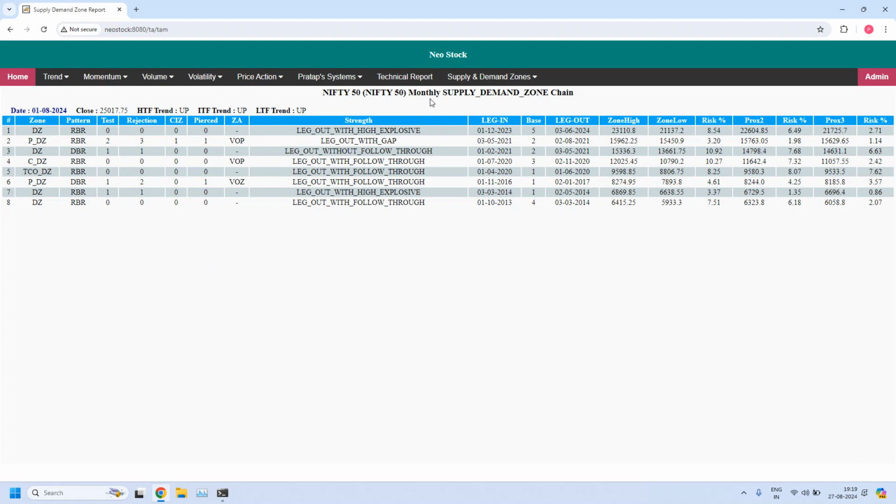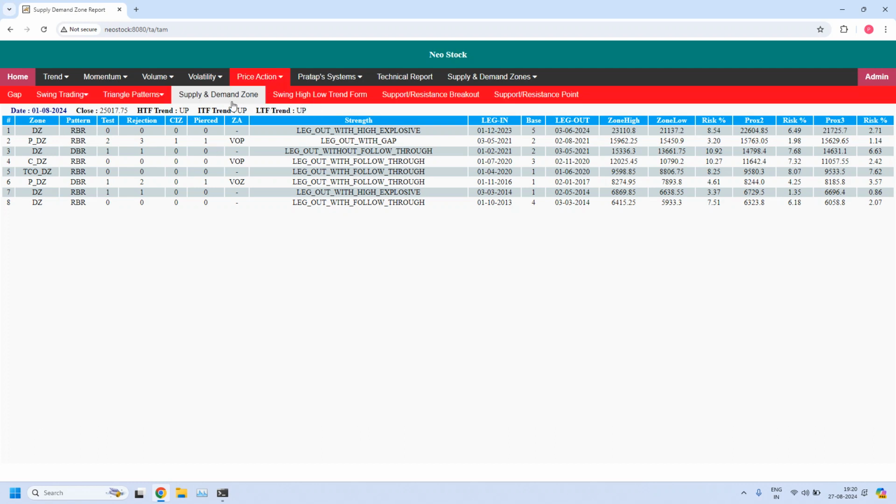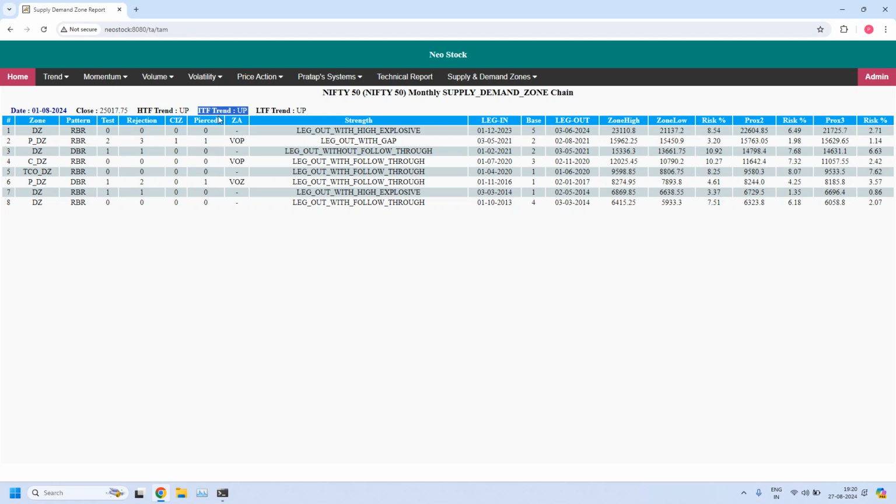Whichever the time frame you do select, that time frame you can treat as a LTF trend. So for example, here monthly trend is uptrend. One time frame higher, quarterly trend is uptrend. One more time frame higher, yearly trend is also uptrend. That way you can understand the remaining reports.